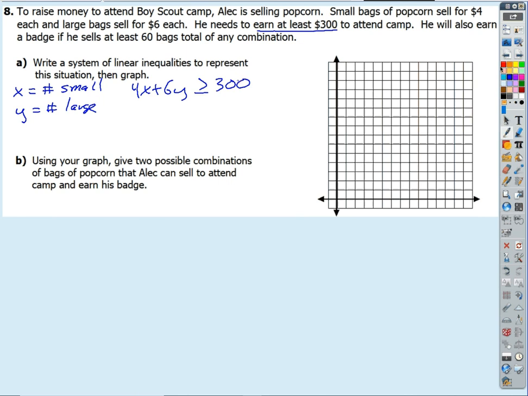Okay, what about the other one? How about this one where he needs to sell at least 60 bags total? X plus y is greater than or equal to 60. Does that make sense? Because the total number of bags is just the number of small plus the number of large, so x plus y is greater than or equal to 60.